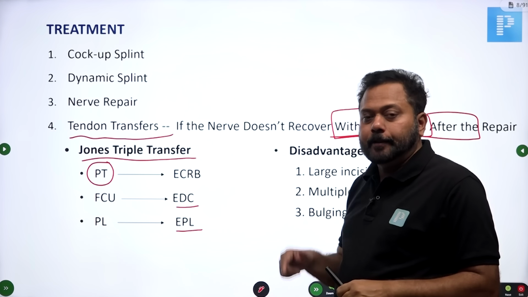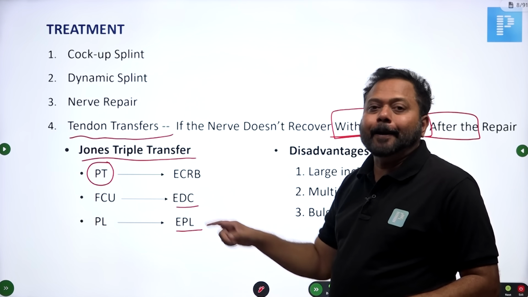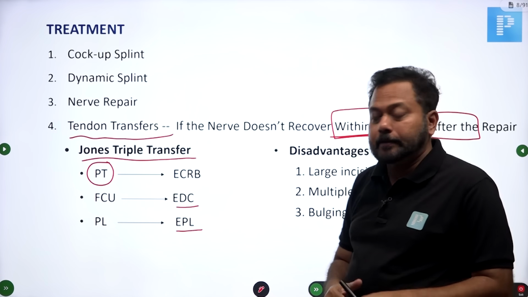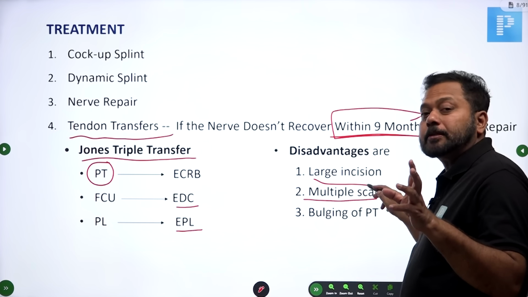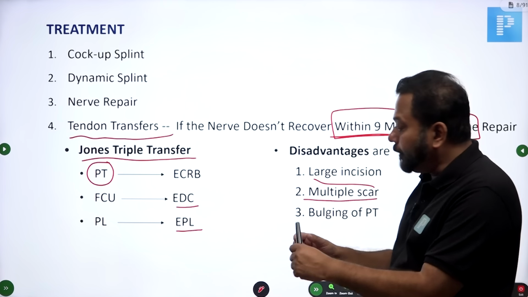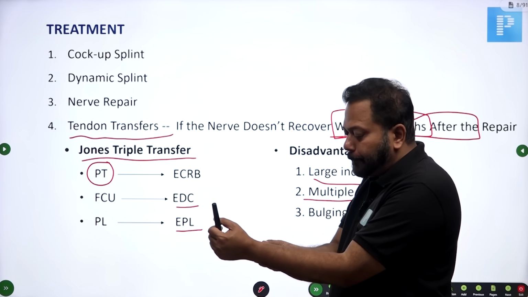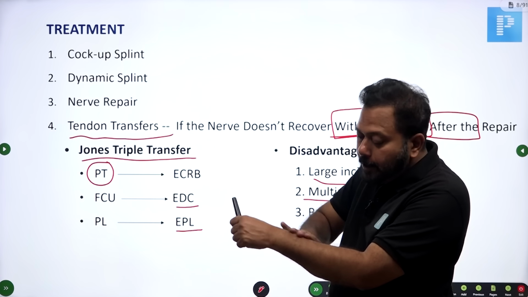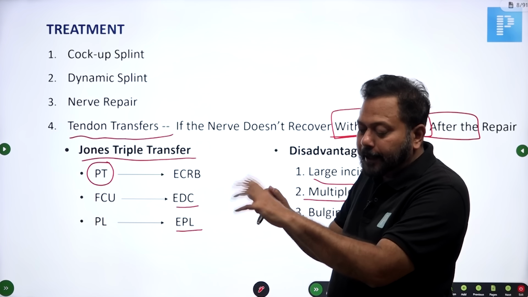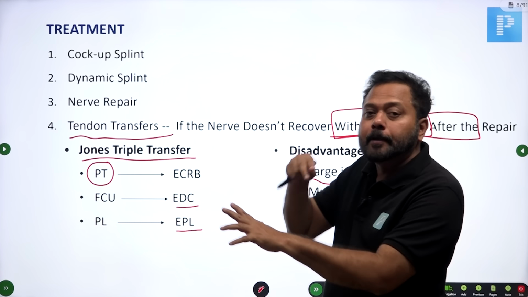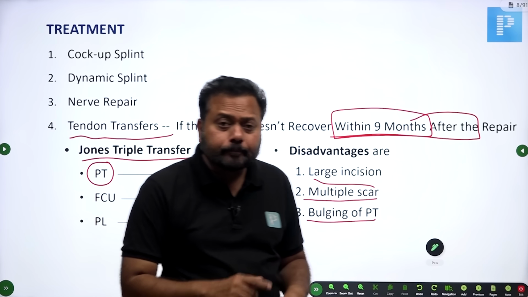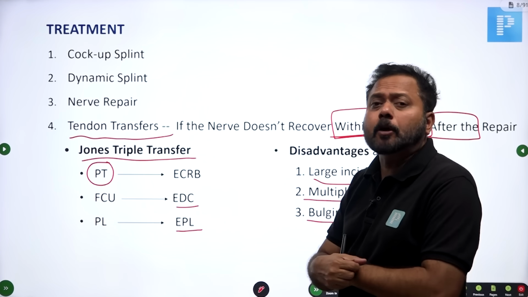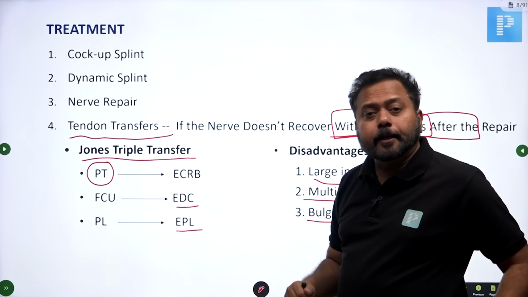The problem with this is, since you are using 3 tendons, multiple scars, large incisions, cosmetically very ugly. More than that, since you are transferring the pronator teres from here to here, whenever the patient extends, a bulge will come. That is called pronator bulge. These are the disadvantages of Jones triple tendon transfer.